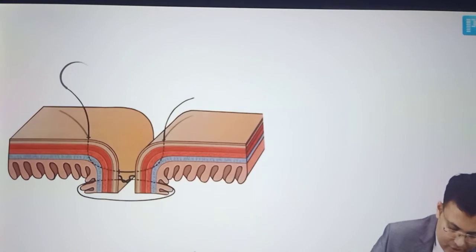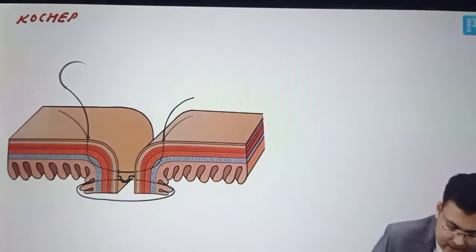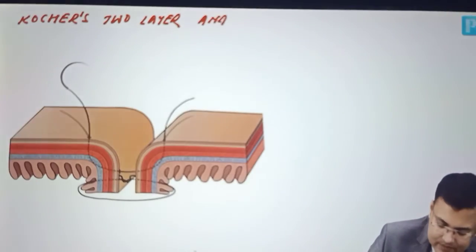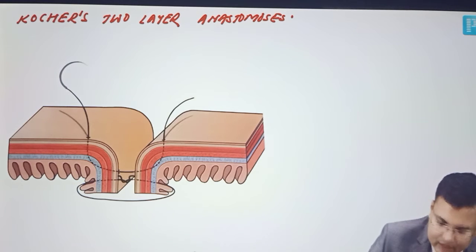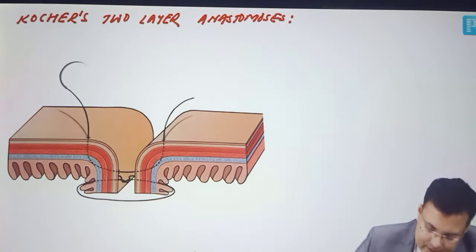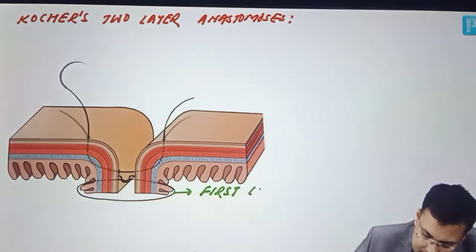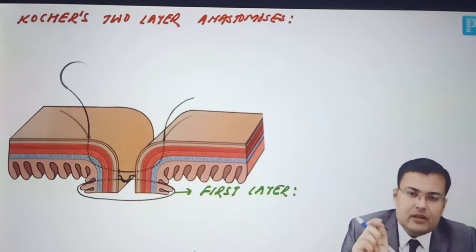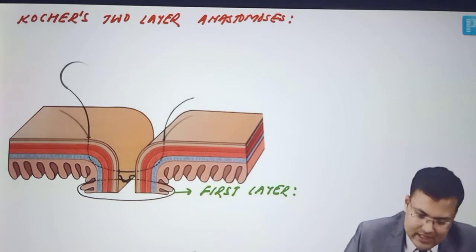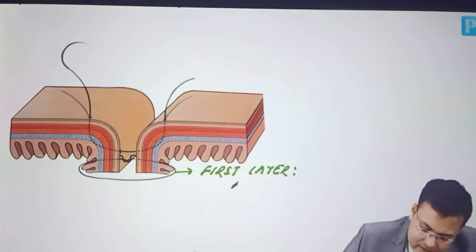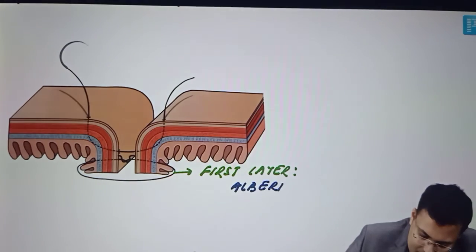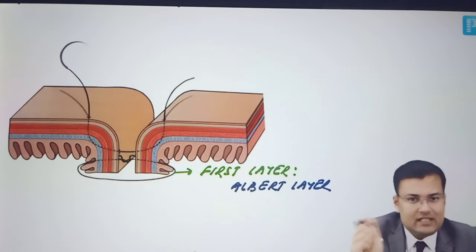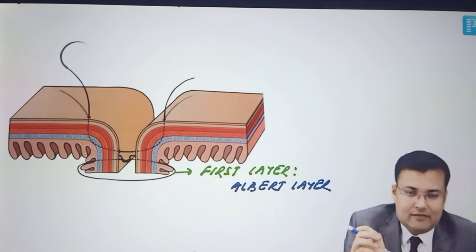Now see this. This is Cocker's 2-layer anastomosis. Okay. Now see what is the first layer. If you see, this is the first layer. And what is the name of the first layer? This is known as the Albert layer. Initially, we were using catgut continuously, so this is also known as the continuous catgut layer. But nowadays, in place of catgut, we are using vicryl.